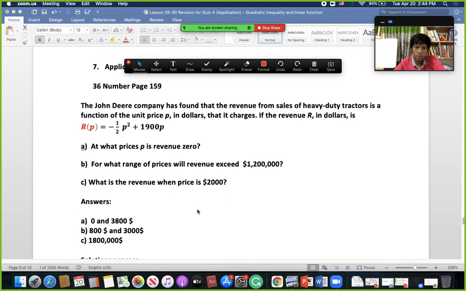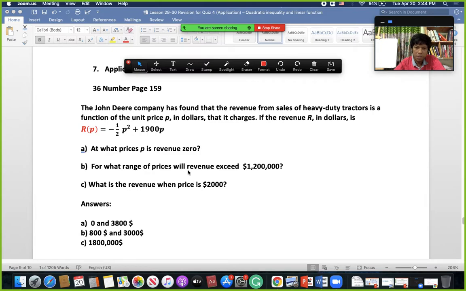This one is also related to quadratic inequality. So this function is given. This is related to the revenue. The function is given here. At what price p is the revenue 0? So you put revenue is 0, then find p equals what. You get 0 and 3800.